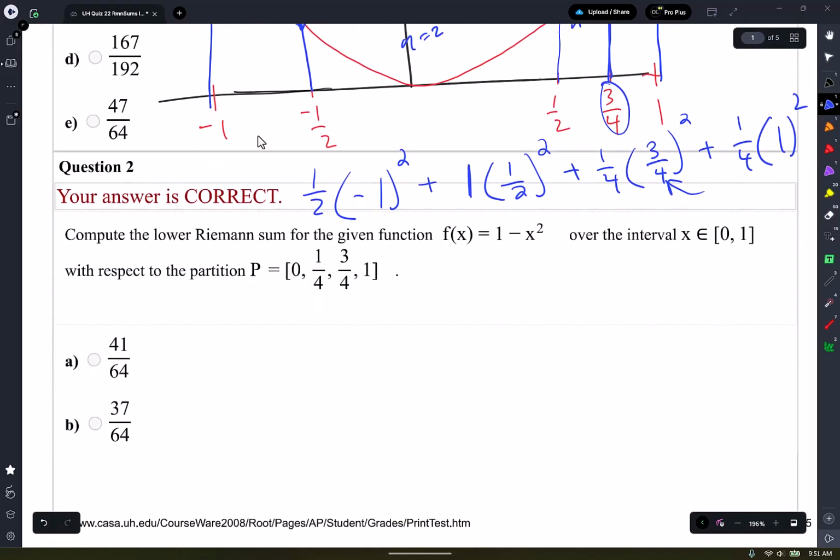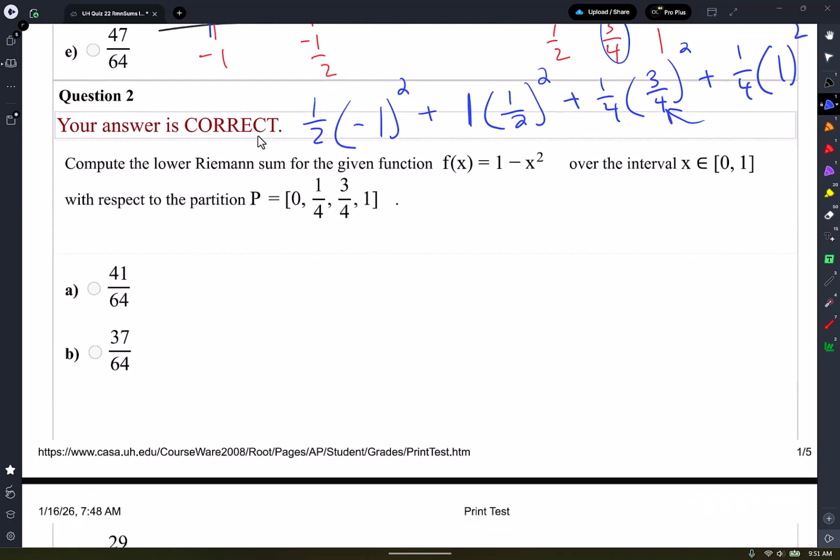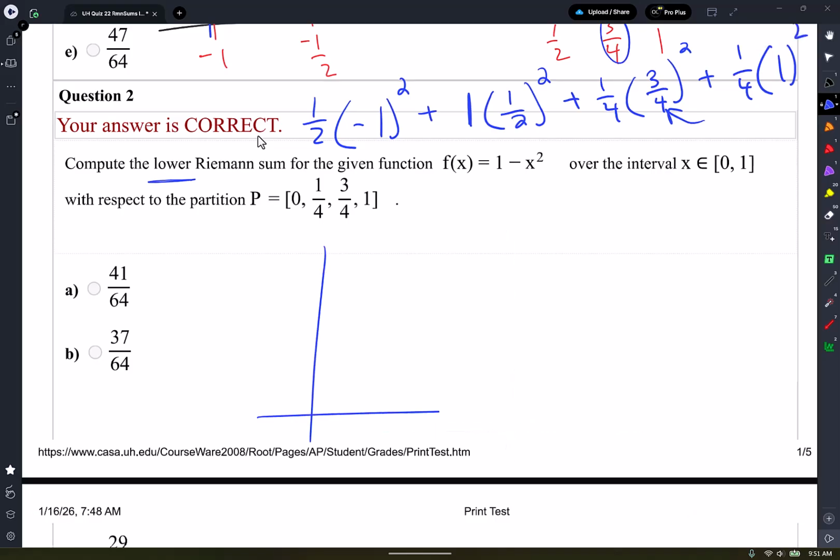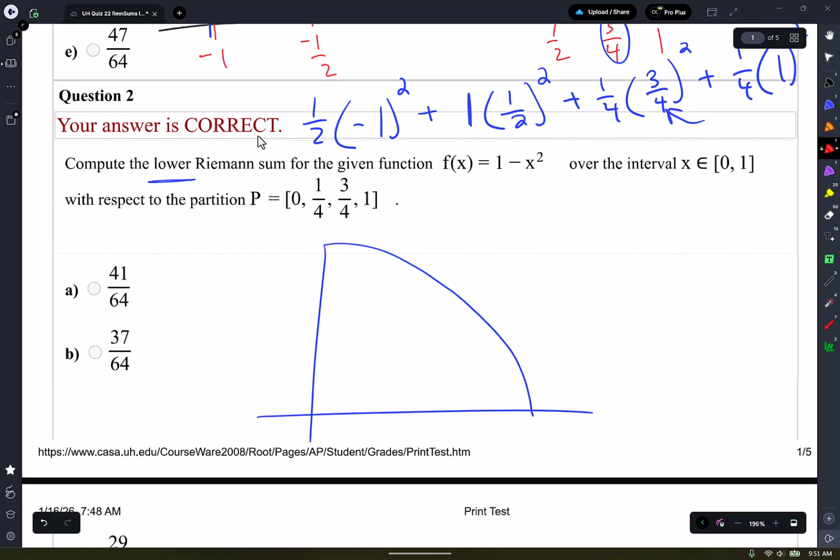Okay, let's go to the next one. Compute the lower sum. Now this one is lower, and I have 1 minus x squared, so that's just a parabola going down with a vertex at 1. So I'm going to exaggerate it, from 0 to 1. As a matter of fact, I just need quadrant 1, 0 to 1. It's just a parabola opening downward with the vertex on the y-axis.